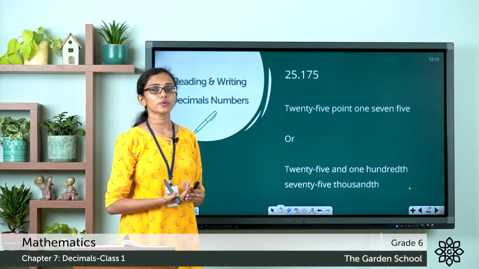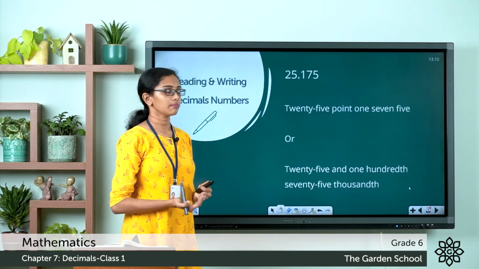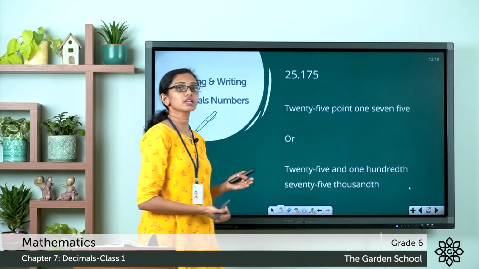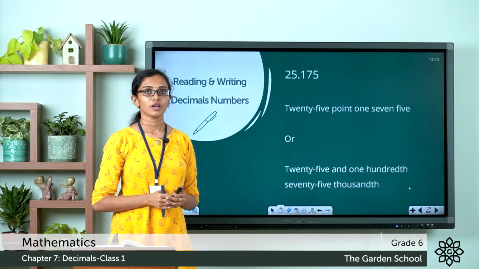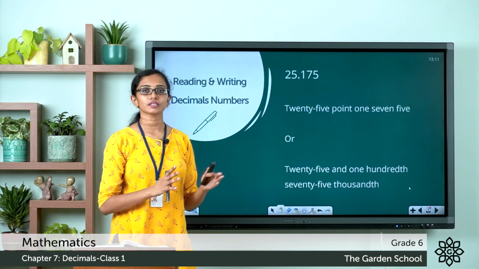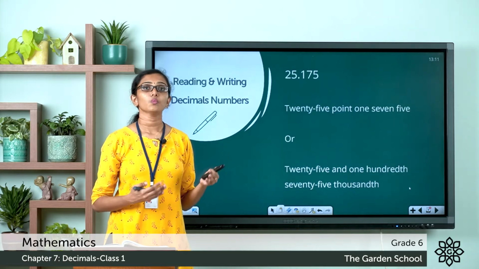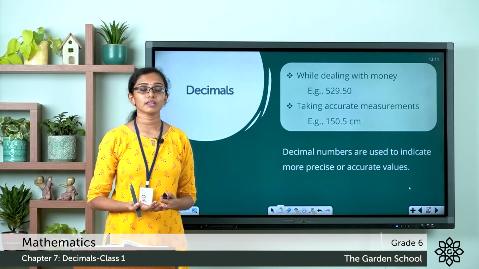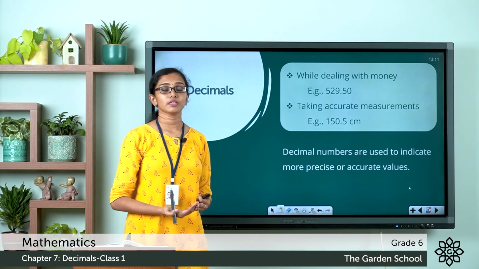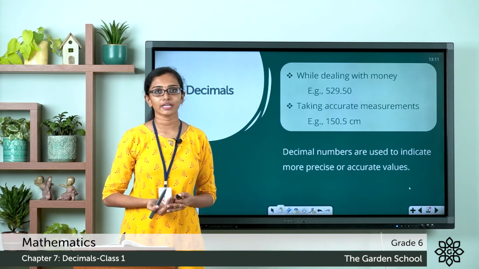So these are the two ways in which we can read a decimal number, and these are the two ways in which you can write the number name of a decimal number. So I hope you are clear with the concept of decimals. Now, where do we use decimal numbers? We use decimal numbers a lot. We come across decimal numbers a lot in our day-to-day life.